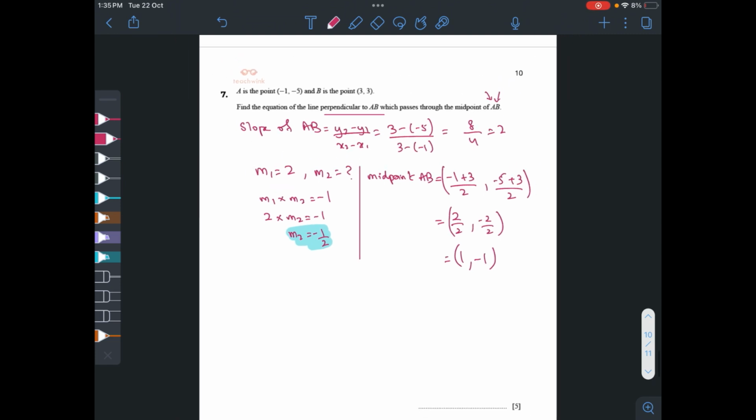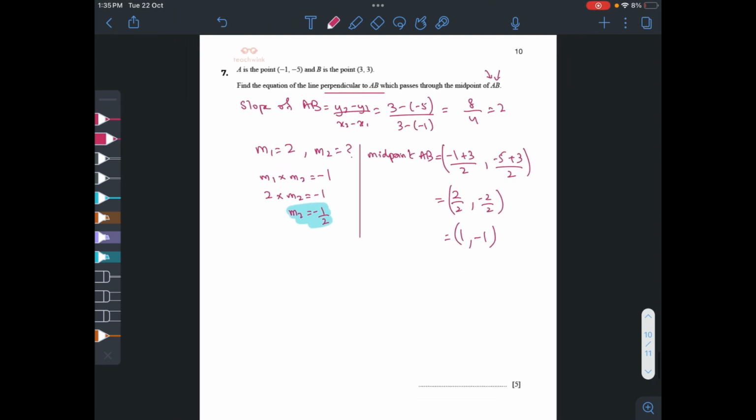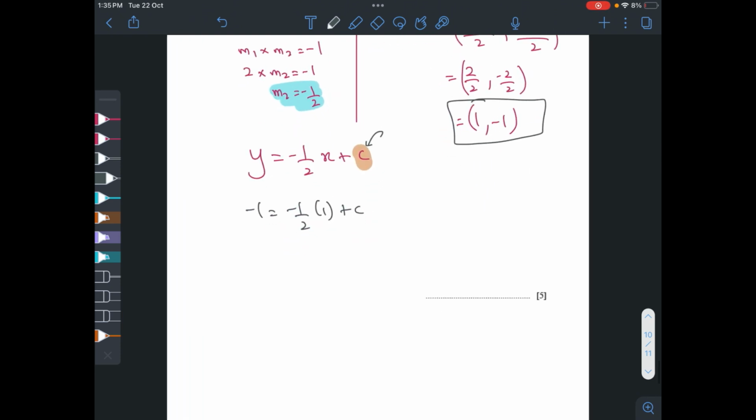So now you have the midpoint and you have the slope of the perpendicular line. That means you have y equals negative half x plus c. We still need c, that is the value of the y-intercept of the perpendicular line. So you plug in the coordinates of the midpoint in place of x and y. I plug in negative 1 in place of y and I plug in 1 in place of x. So this gives me negative 1 plus 1 over 2 is equal to c. So c is going to be, I think, negative 1 over 2.